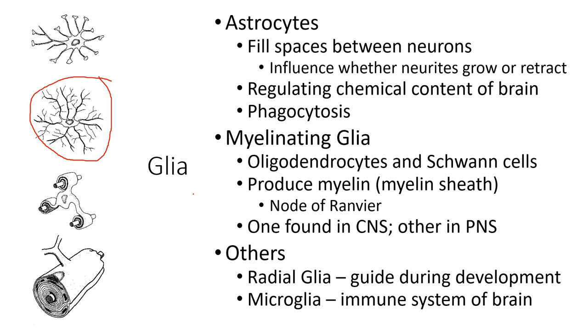Radial glia are really, really cool. They only exist in the brain during development, and their sole purpose is to serve as train tracks for newly born brain cells to their final destination. Following development, radial glia actually turn into astrocytes. So they're really, really neat. If you want to learn more about it, let me know. I'm happy to talk to you more about it.